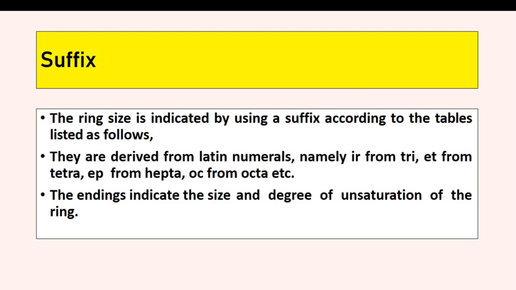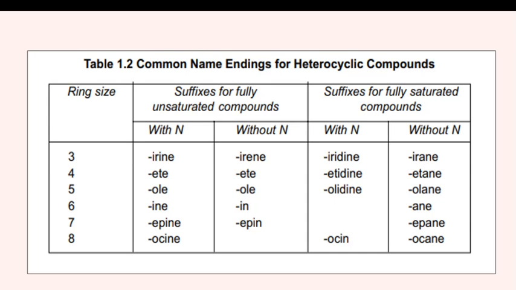Then the suffix. The ring size is indicated by using a suffix according to the table listed as follows. They are derived from Latin numerals, namely ir from tri, et from tetra, ep from hepta, oc from octa, etc. The endings indicate the size and the degree of unsaturation of the ring. These are the common name endings for heterocyclic compounds, the suffixes which you have to give while naming a heterocyclic compound: suffixes for fully unsaturated compounds and suffixes for fully saturated compounds, with nitrogen and without nitrogen.